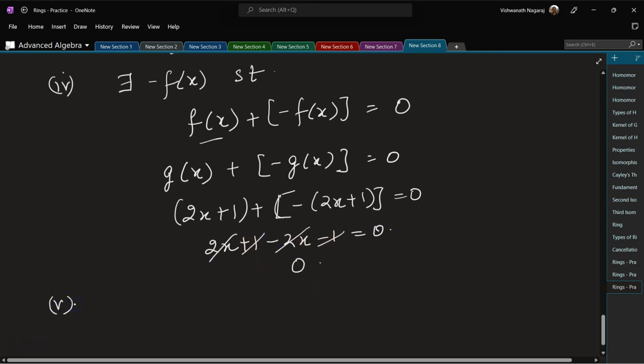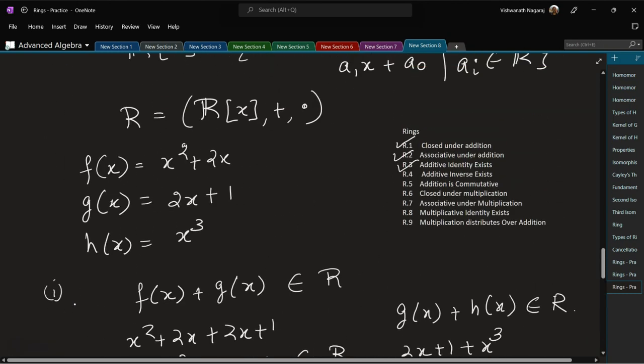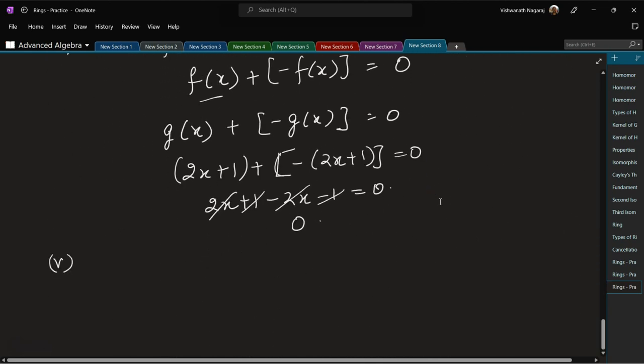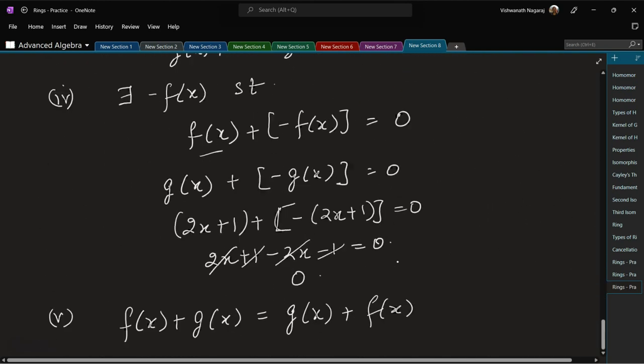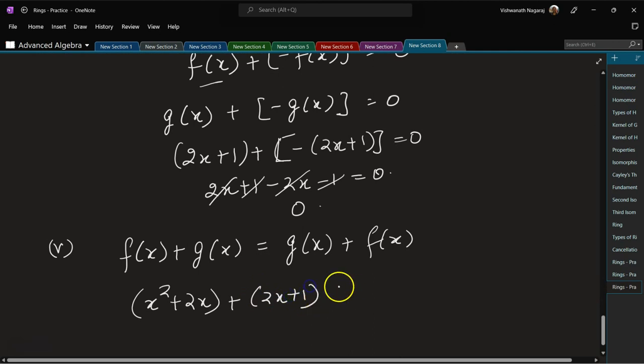Okay, so fifth one. So we have an additive inverse. Now addition is commutative. So that means f of x plus g of x should be equal to g of x plus f of x. Again, we can use the same: x square plus 2x plus 2x plus 1 should be equal to 2x plus 1 plus x square plus 2x.